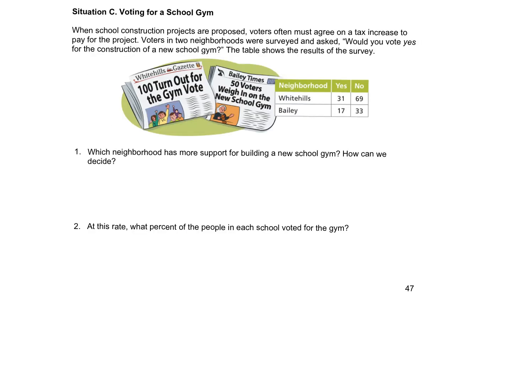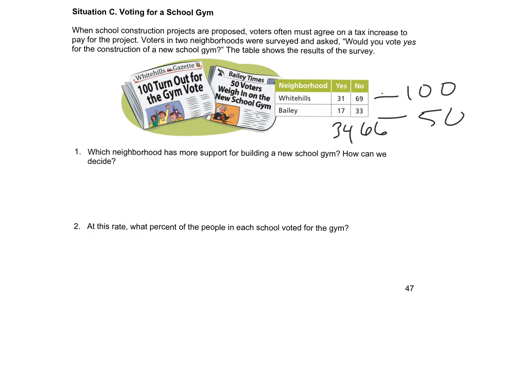All right, so in part C, they're working on finding out if voters agree or disagree with the tax increase. And there's 2 different neighborhoods. One, there was 31 yeses, 69 noes, and then the other one was 17 yeses and 33 noes. First, I want to know what those totals are. So this is going to be out of 100, and Bailey is out of 50. So I'm going to have to double that. So 17 is 34 and 66.